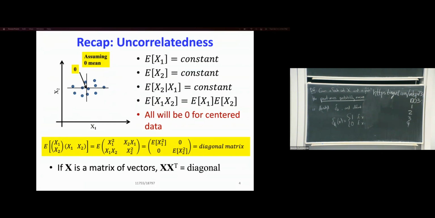With uncorrelation, you can see the joint expectation is 0 because there is no inherent relationship between x1 and x2, or x2 and x1, because knowing one does not tell you anything about the other. So it's 0. But the second moments are preserved, so those will be non-zero. You can do a test: whenever a matrix is diagonal, you know that the two variables are uncorrelated because the non-diagonals are 0.